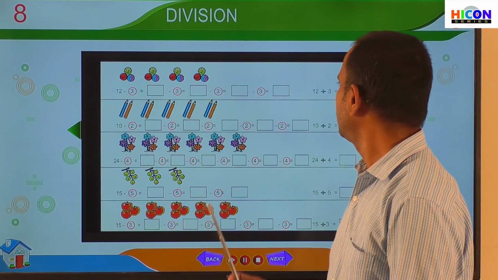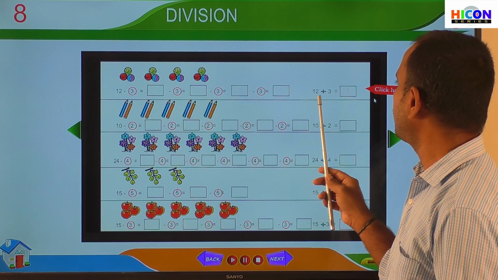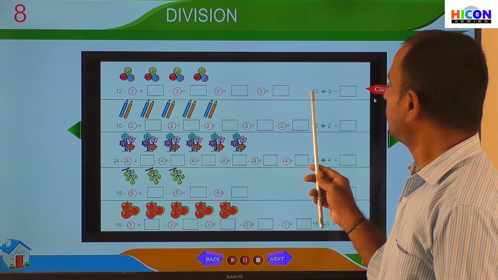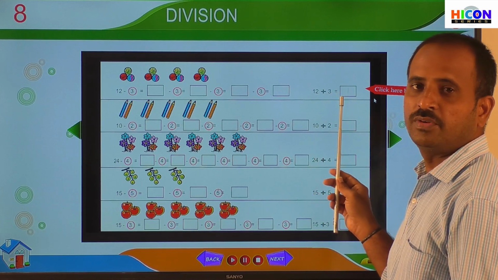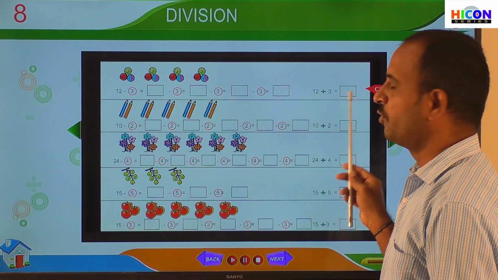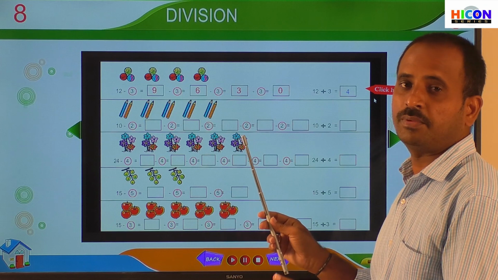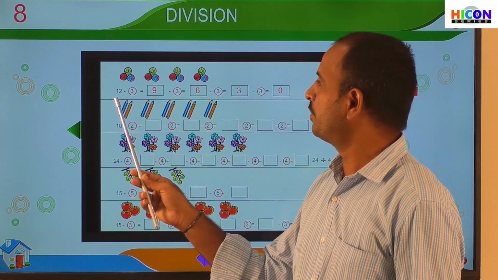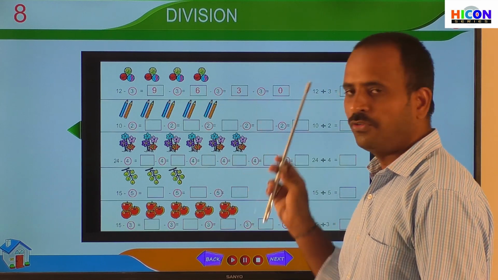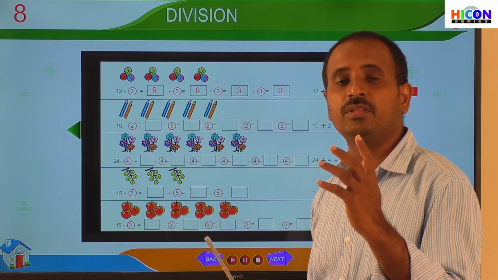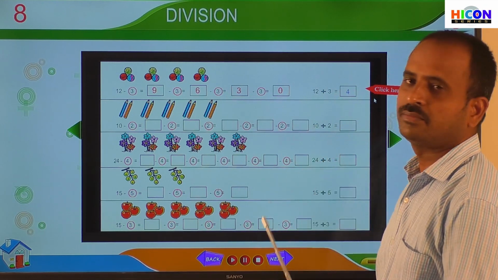So that means, children, 12 divided by 3. We have to divide the number 12 by 3. If we divide 12 by 3, how much answer will we get? We will get 4. Why 4? How many times have we subtracted 3 from the given number 12? This is 1, 2, 3 and 4. So we have subtracted the number 3 four times to get 0. So the answer is 4.